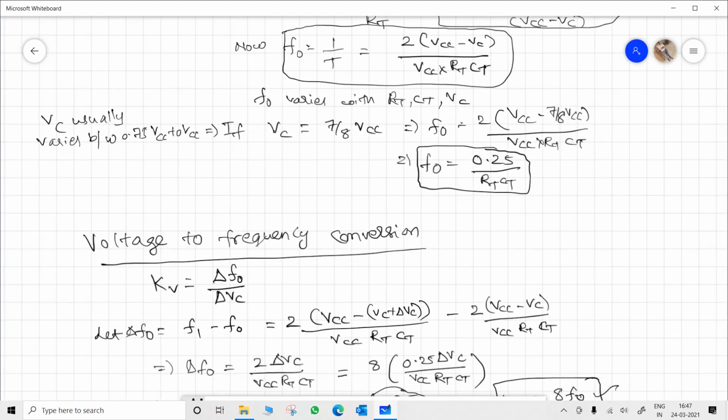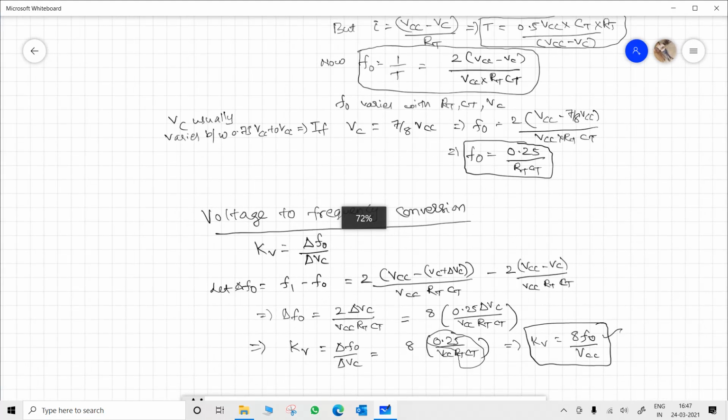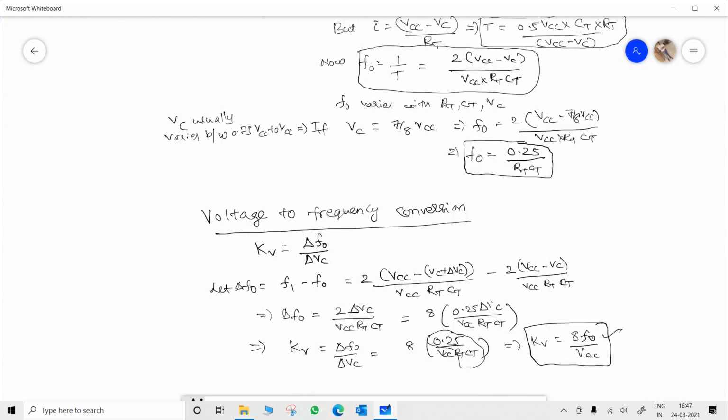Now we have another subtopic, voltage to frequency conversion. In this we are going to have a relationship between your control voltage, or modulating input voltage Vc, and the output frequency. For this we define a term called Kv, which is the voltage to frequency conversion factor. Kv is equal to delta f0 by delta Vc. So it is the change in the output oscillation frequency for a change in the modulating input voltage. So delta f0 equals f1 minus f0, where f1 is the frequency obtained when there is a change in the modulating input voltage by delta Vc, and f0 is your initial frequency.